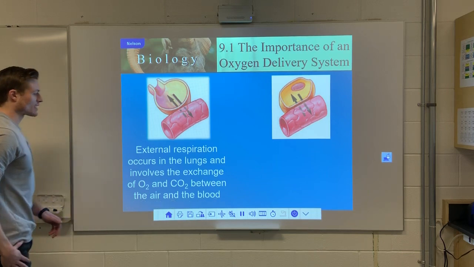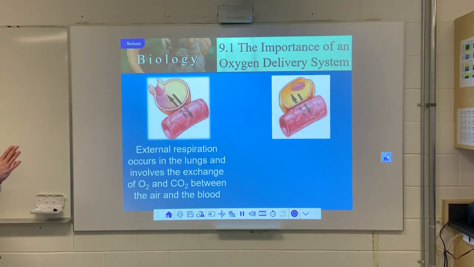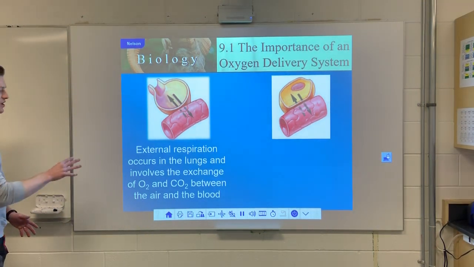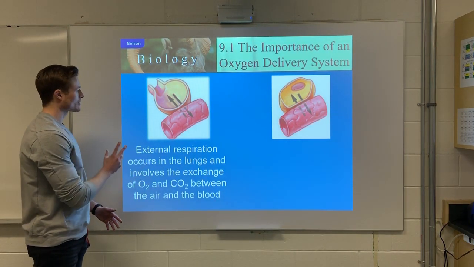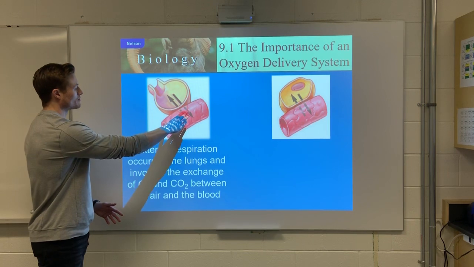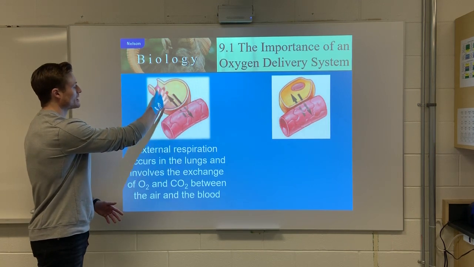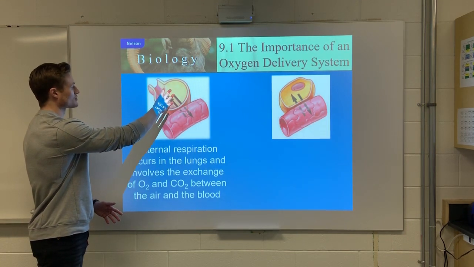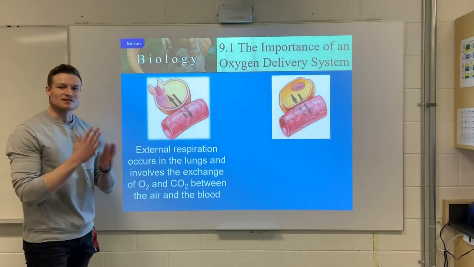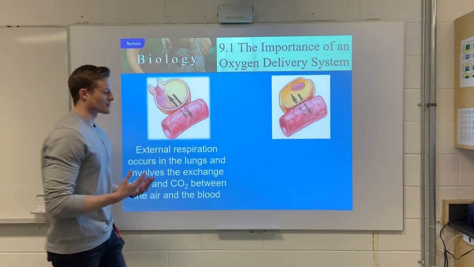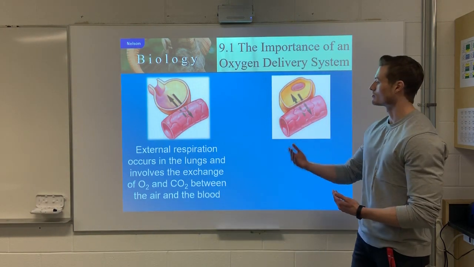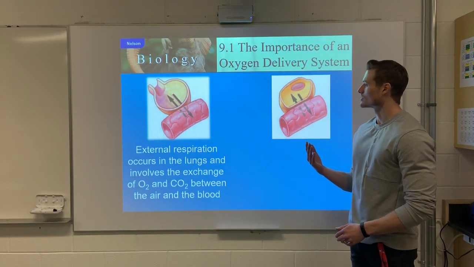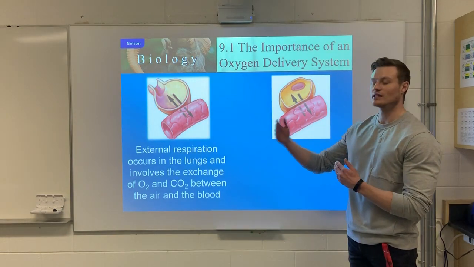So, when we talk about external respiration, this occurs in the lungs and will involve an exchange of O2 and CO2 between the air and the blood. So here's a blood vessel right here, and here's a piece inside of your lungs. And what happens is there's an exchange of gases. So oxygen is going to move from your lungs into your blood, where CO2 is going to move from your blood into your lungs.